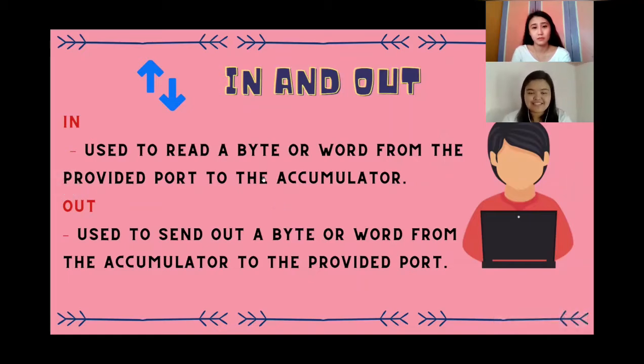Next is in and out. So in, used to read a byte or word from the provided port to the accumulator. Then out, used to send out a byte or word from the accumulator to the provided port. So to understand it more, I will show you examples.